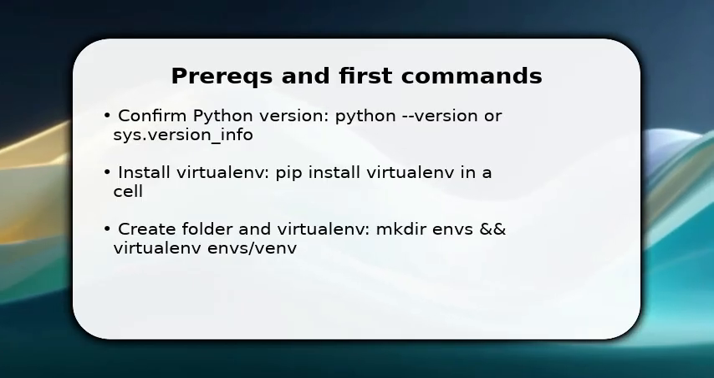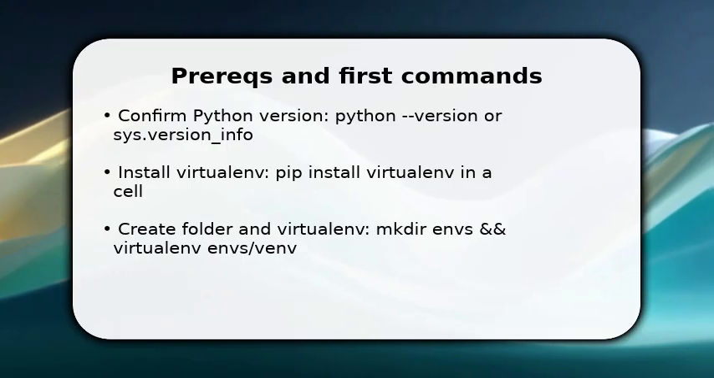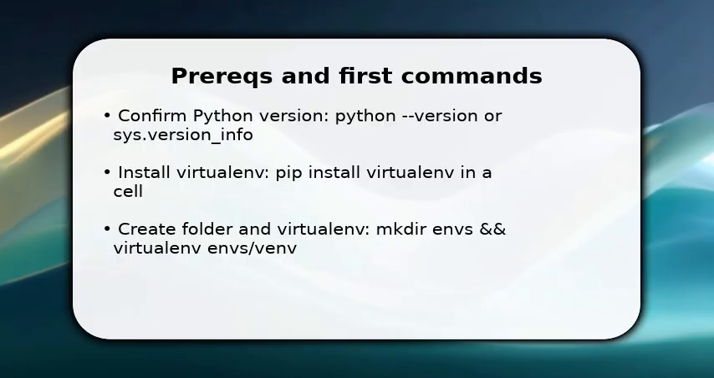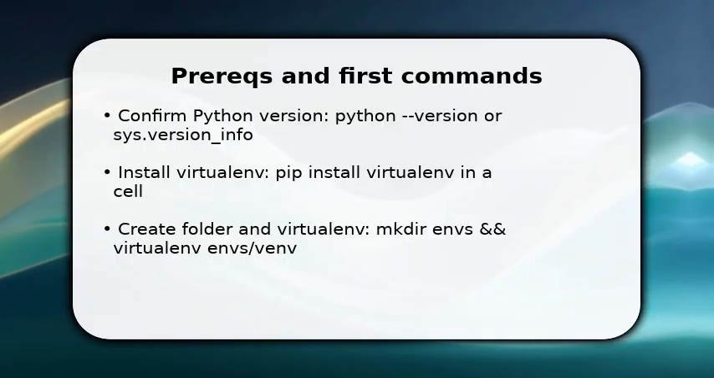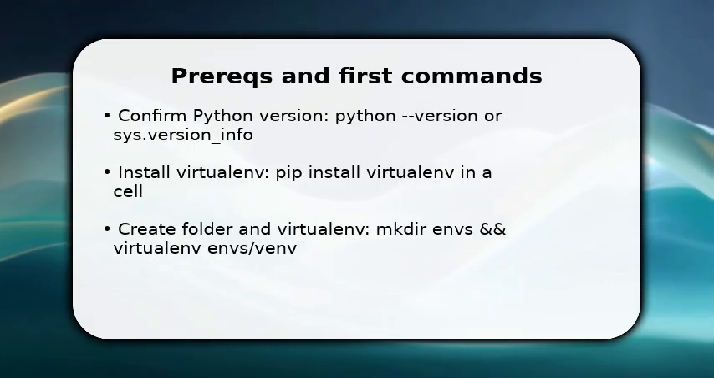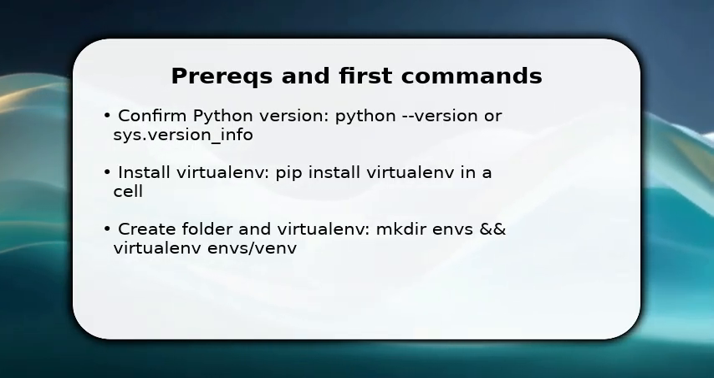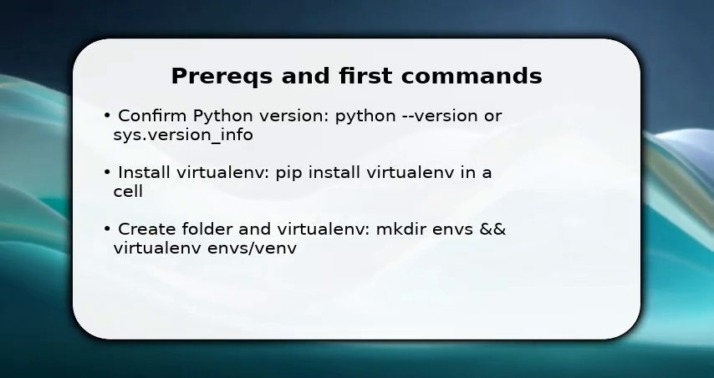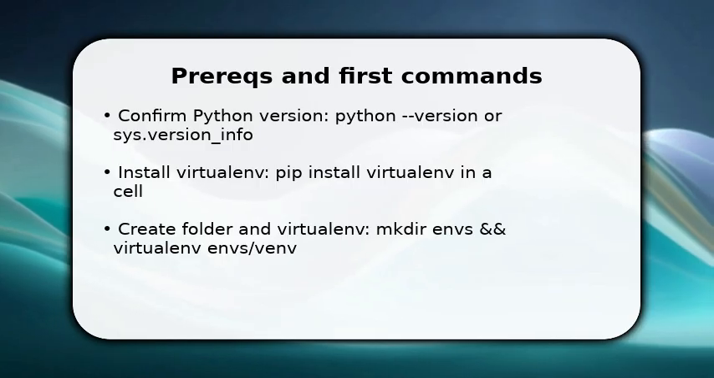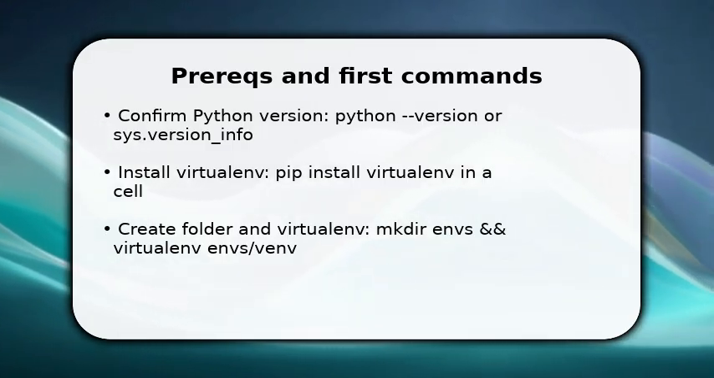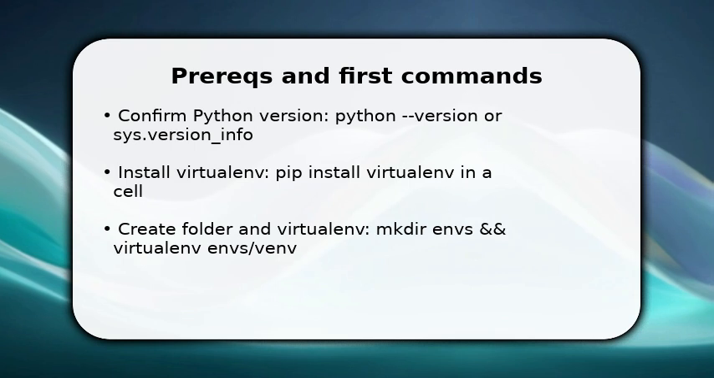You start by confirming the runtime and installing the tool you'll use. Run Python version and then pip install virtualenv in a Colab cell so the package exists in this session. Once done, make a dedicated folder and create the environment with virtualenv env/venv. This isolates packages from the system. Make sure to use a short path and note where the venv lives because you will activate it next. This avoids conflicts and keeps your notebook reproducible.